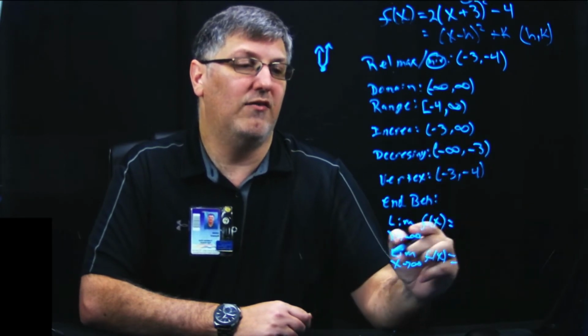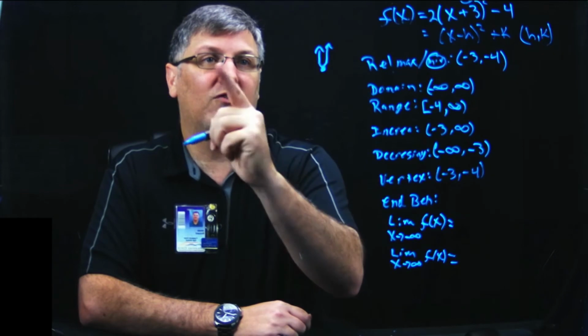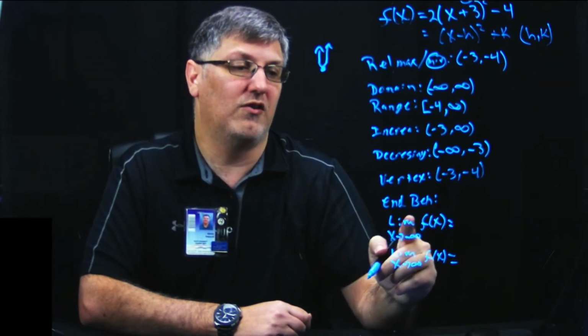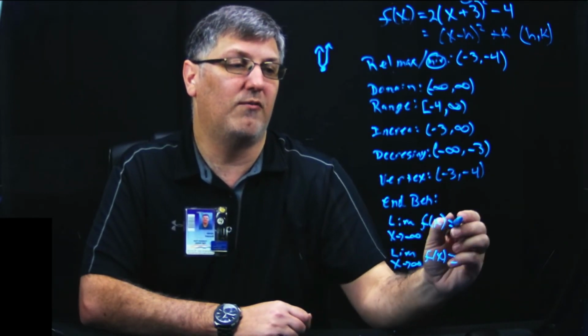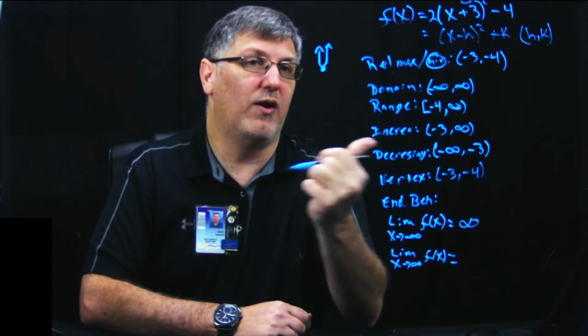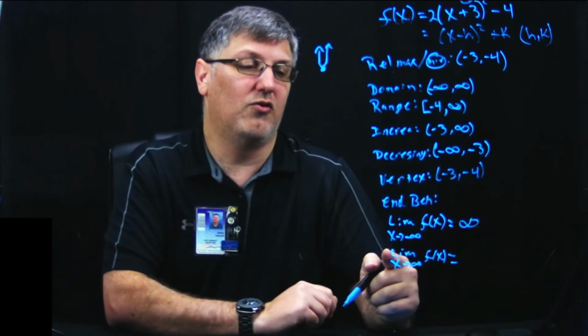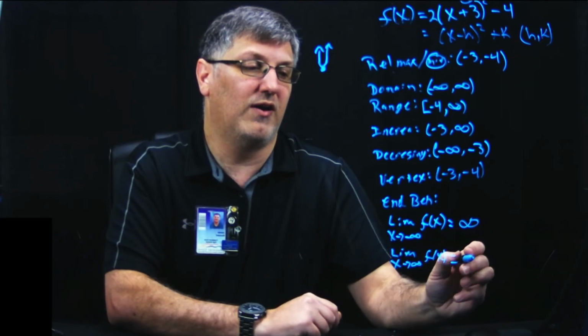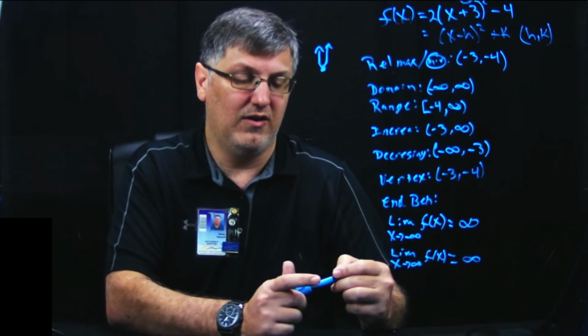And then my end behaviors, well, as I'm moving left on this graph, it's going up. So the limit as x approaches -infinity of my function is going to be infinity. And as I'm moving right on the graph, it's also moving up. So the limit as x approaches infinity of f of x is infinity.